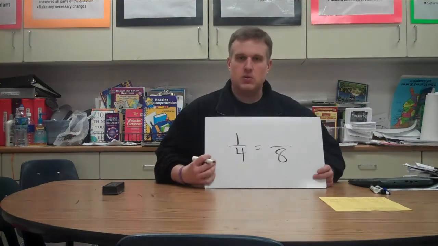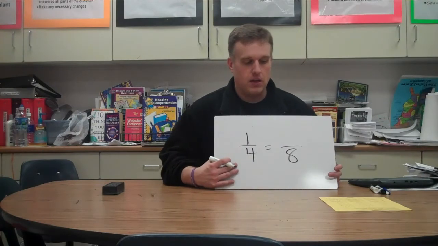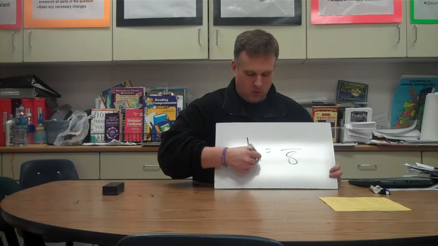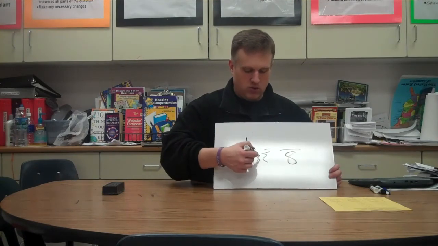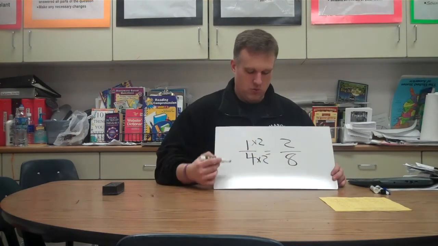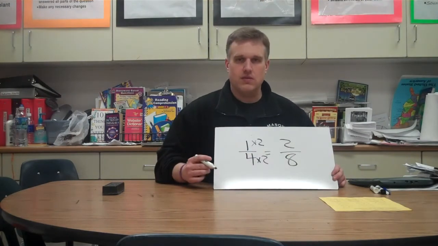And then we'll look at the bottom part of that number. 1/4 equals... this is what's in parentheses at the bottom of number 5. I ask myself, 4 times what equals 8? I know 4 times 2 equals 8. Whatever I do to the denominator, I do to the numerator. 1 times 2 is 2. So 1/4 is equal to 2/8.